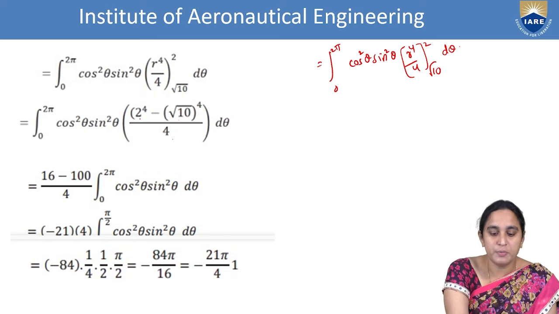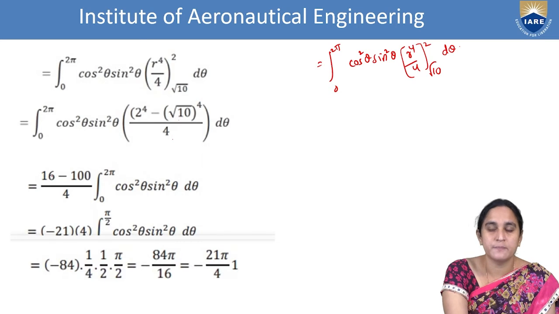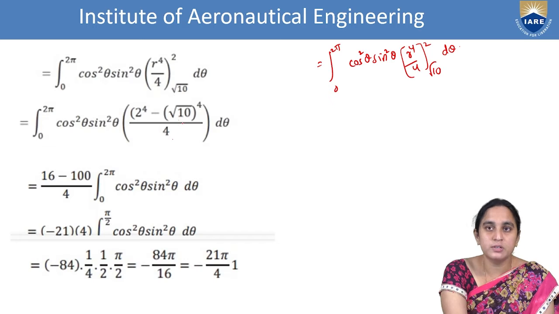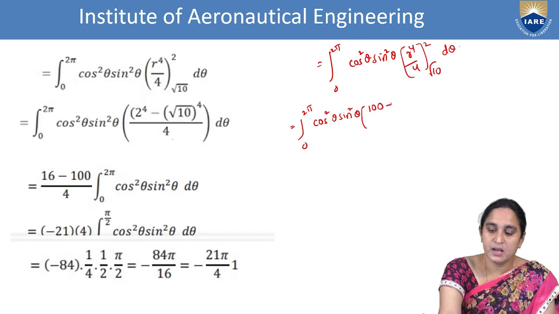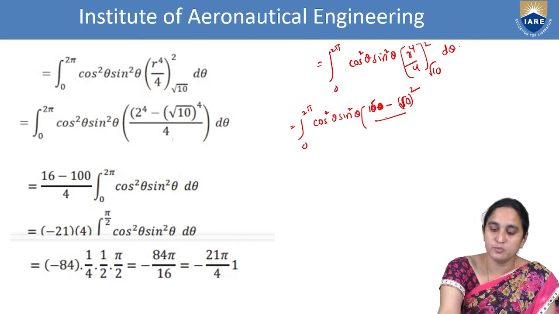From that, 2 power 4 means how much? 16. 2 power 4 means 16, minus root 10 power 4. Root 10 power 4 means root 10, one square and root cancel, and the remaining part is 10 square, that is 100. So 16 minus 100, all by 4, into d theta.